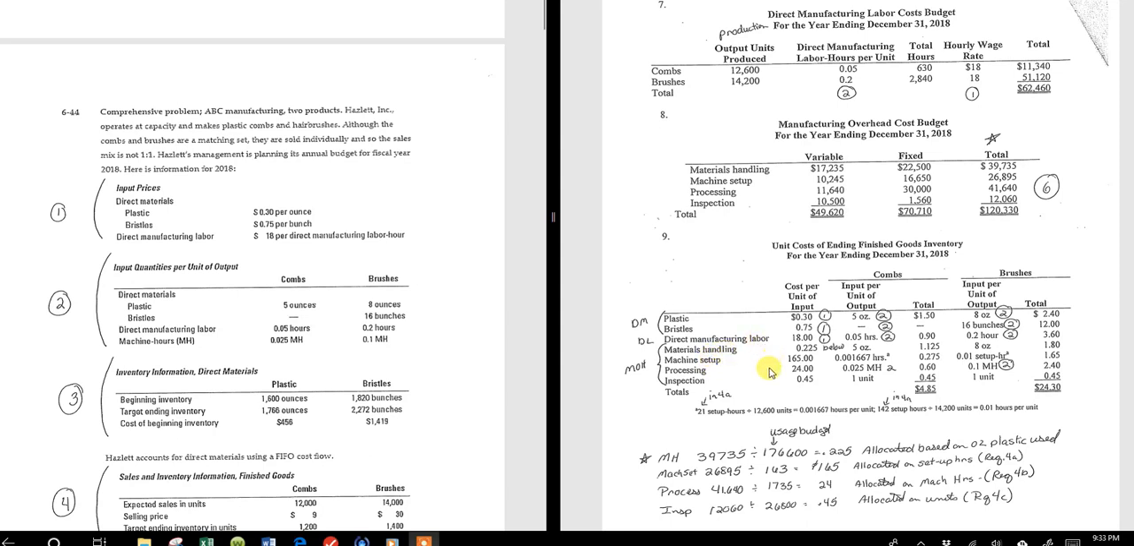And sometimes if you take the total cost divided by the units, sometimes with the inventories, it can kind of mess you up. So anyway, so then we have bristles.